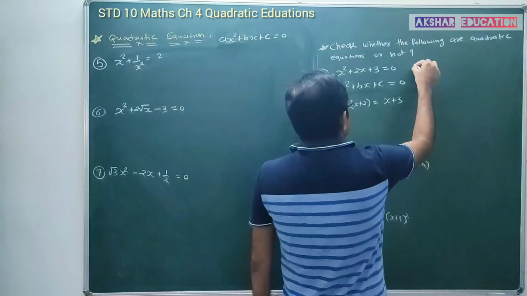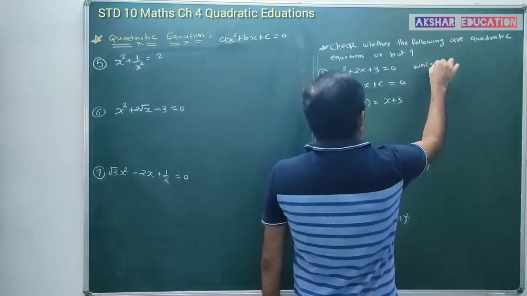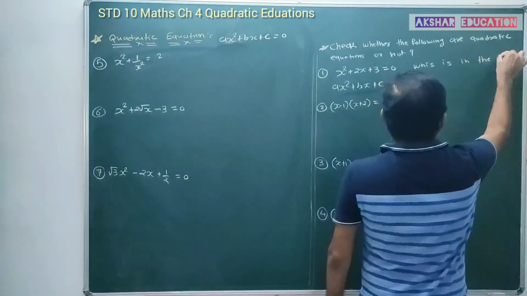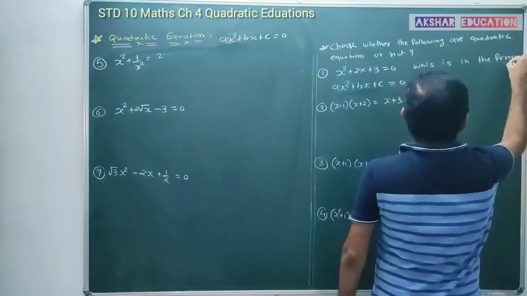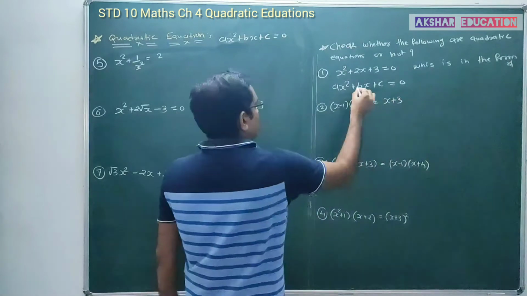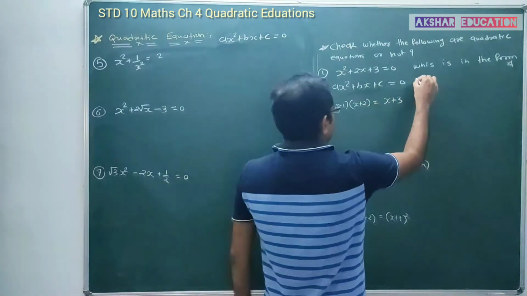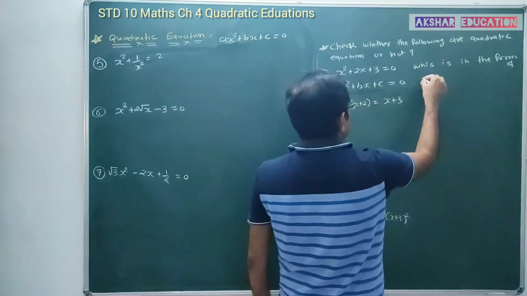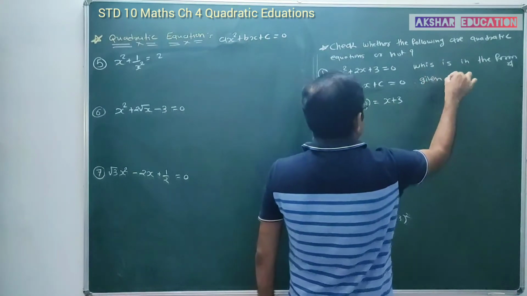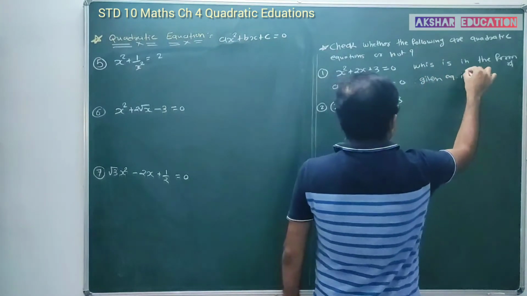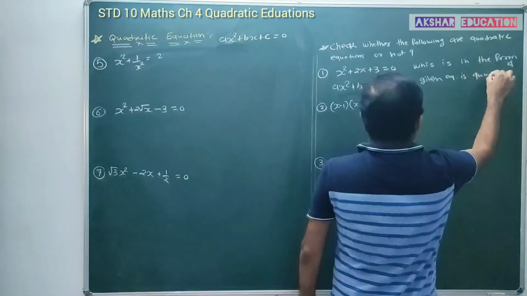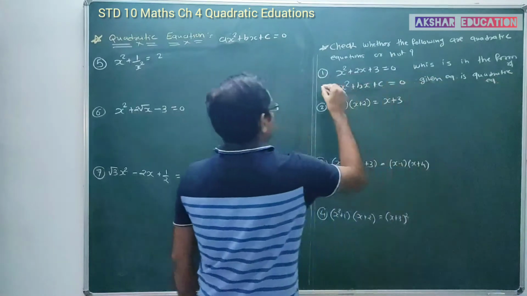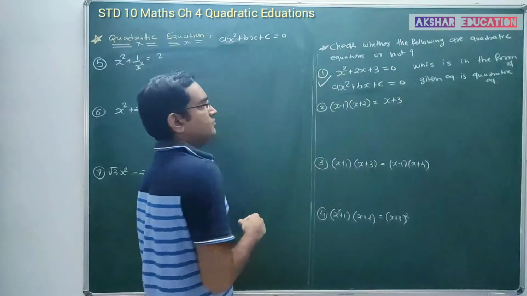So the given equation is in the form of ax square plus bx plus c equal to 0, and therefore the given equation is a quadratic equation. You can write your answer: the given equation is a quadratic equation. Yes, this is a quadratic equation.